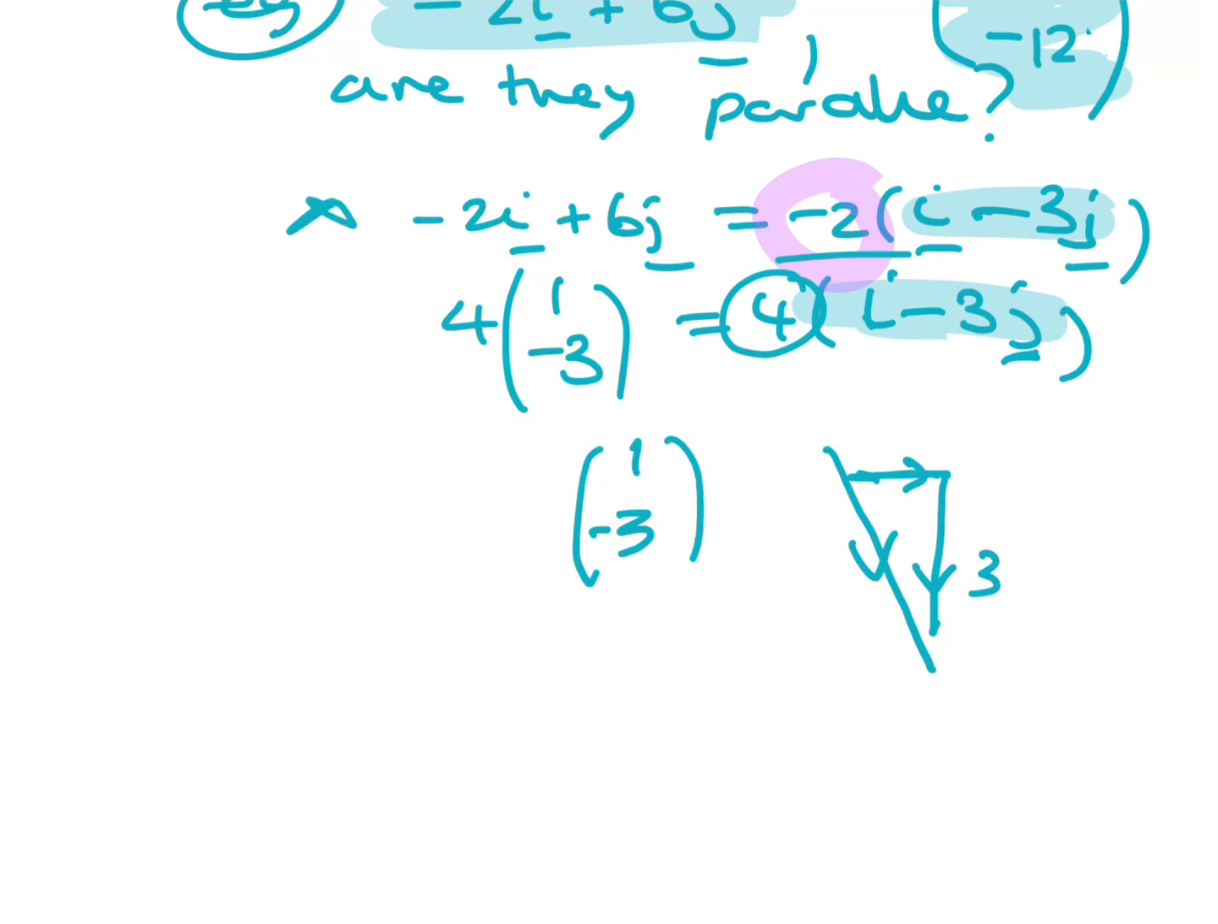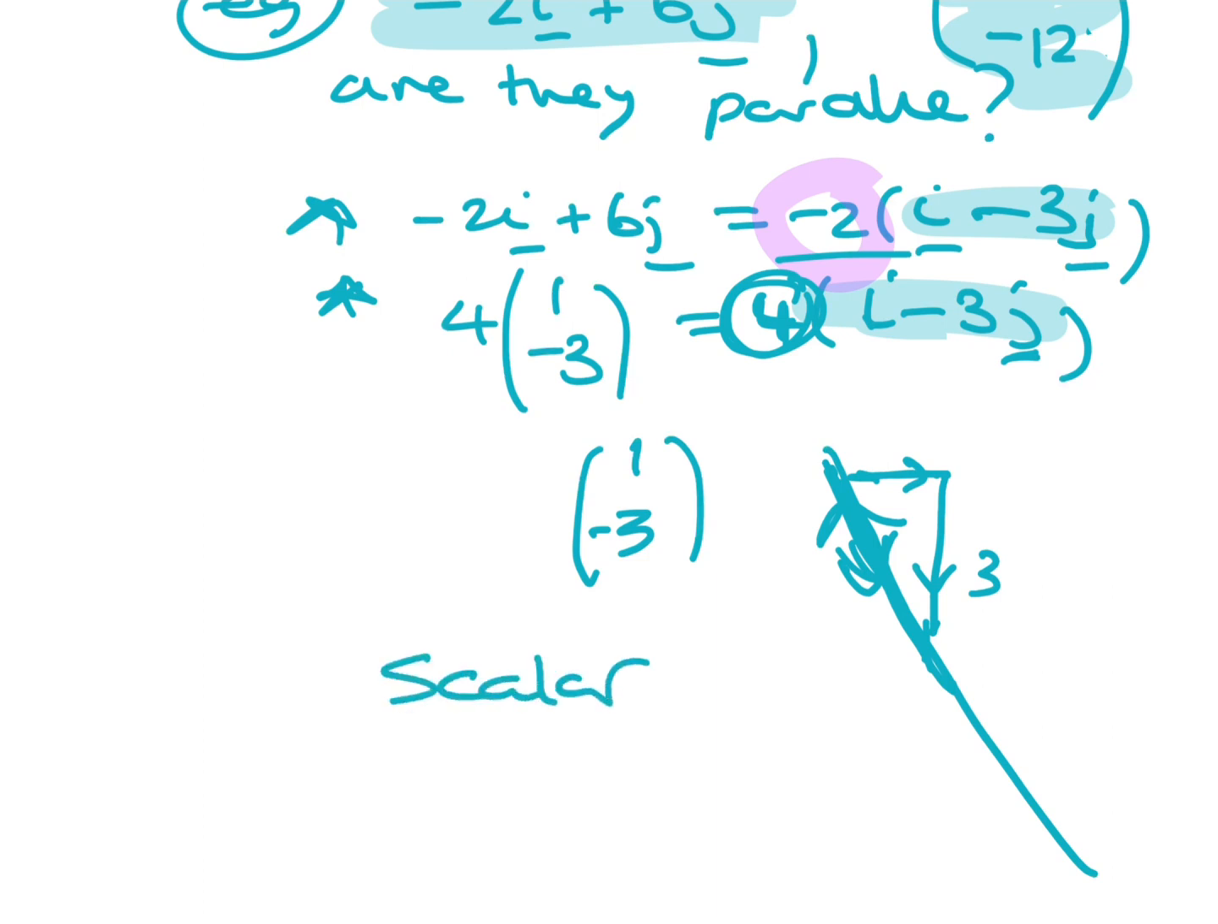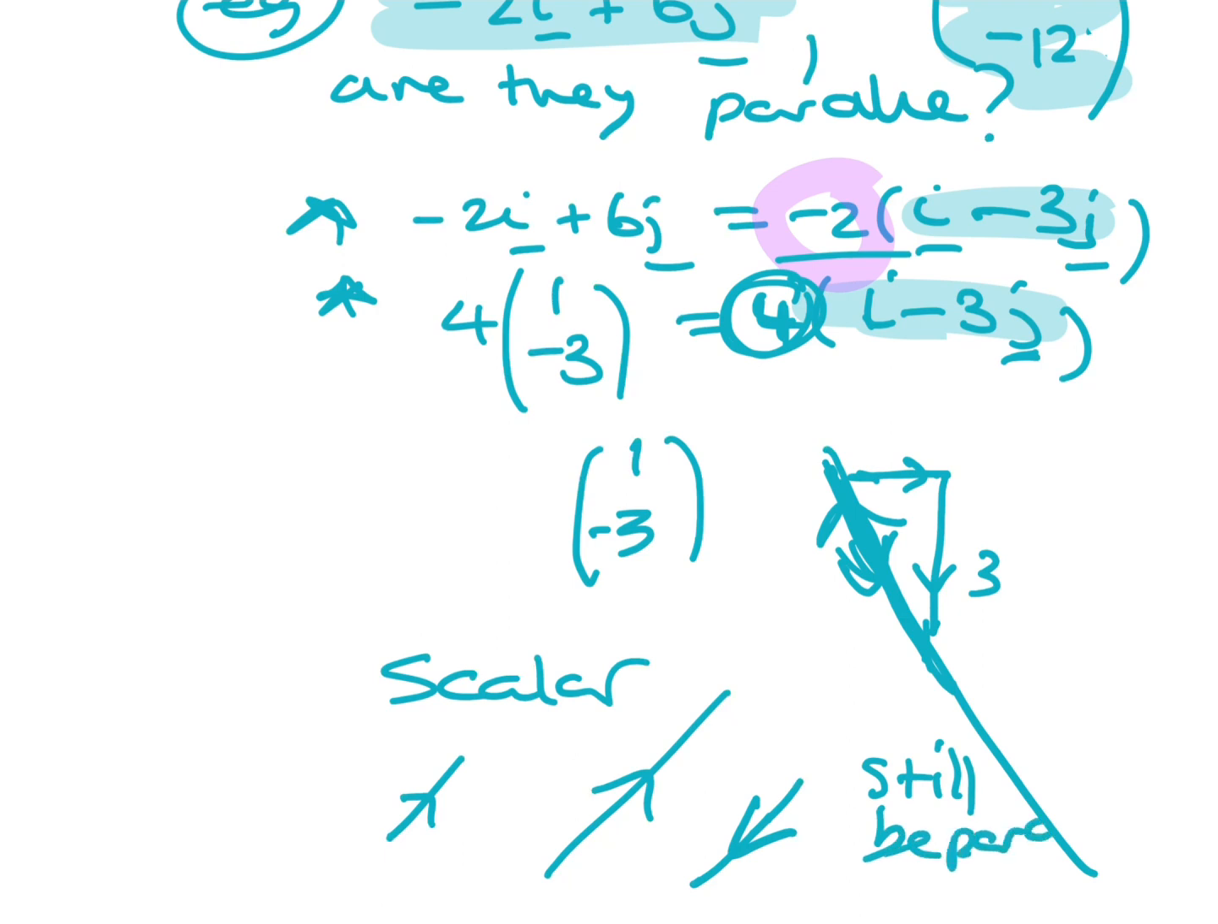The difference between these two vectors is this one is 4 times as big, and it's going in this direction here, and the other one's going in the opposite direction. So the arrow will be going that way, but they'd still be parallel. This one here is 4 times the size, and this one here is 2 times the size. All the scalar does is make it bigger, and the negative just makes it go the other way, but they'll still be parallel.